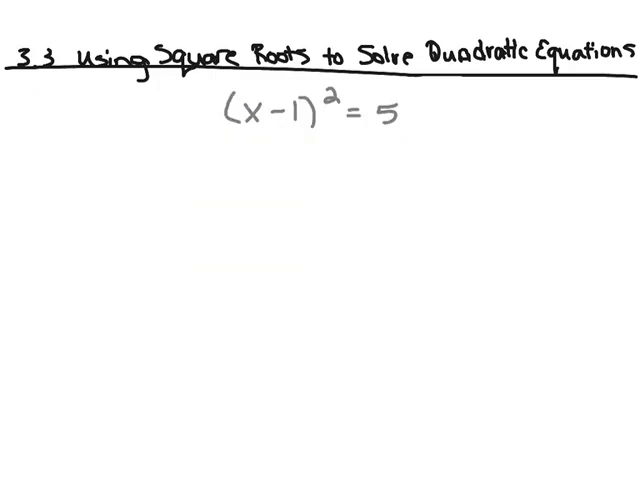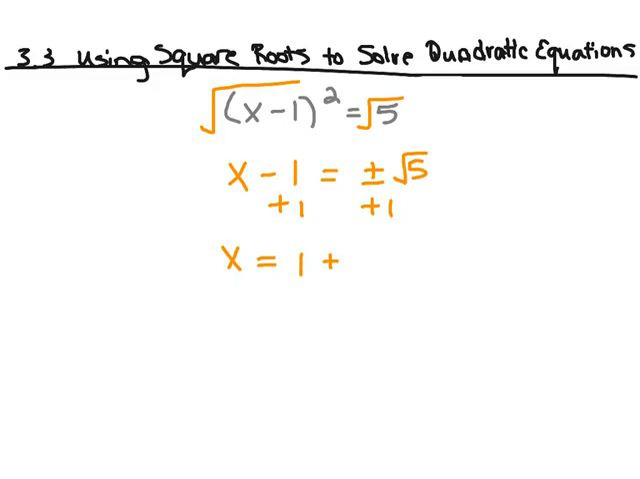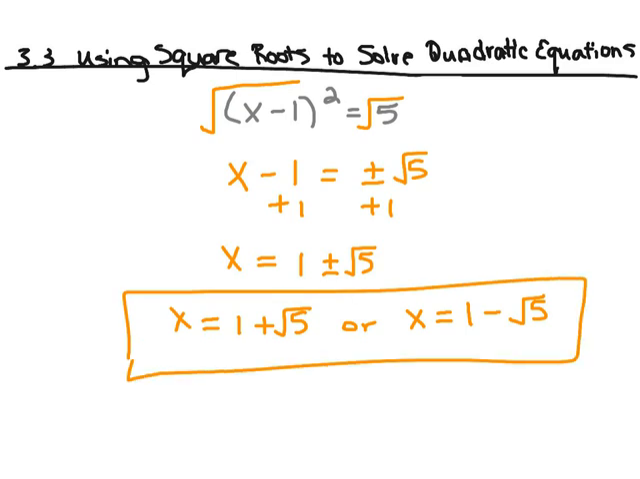And for that last example, we have our variables already isolated because it's in the brackets, so we're going to take the square root of both sides. So x minus 1 equals plus or minus the root of 5. So we're going to add 1 to both sides. So x is equal to 1 plus or minus the root of 5. So x could be equal to 1 plus root 5, or x could be equal to 1 minus root 5. And just leave it as a radical.